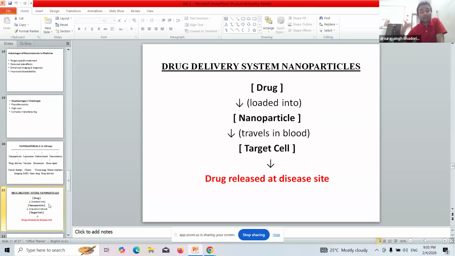Next is the drug delivery system or the nanoparticle. First is the drug. So what is a drug? It is the raw and crude material which may be prepared from plants, from animals, from synthetic sources, from the disease part, from the healthy part, from a source of light. So this is all about drugs.